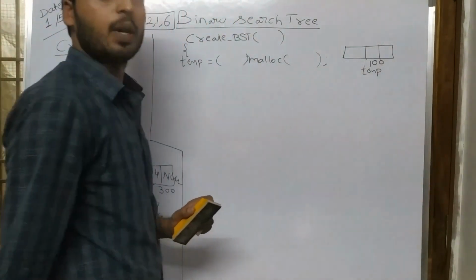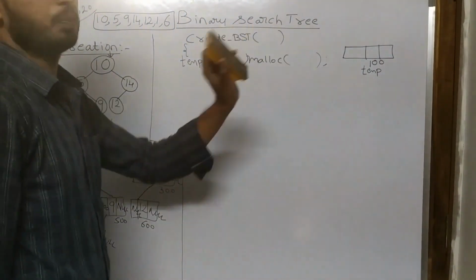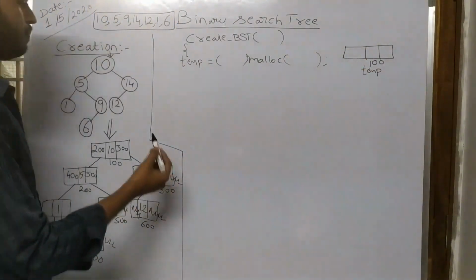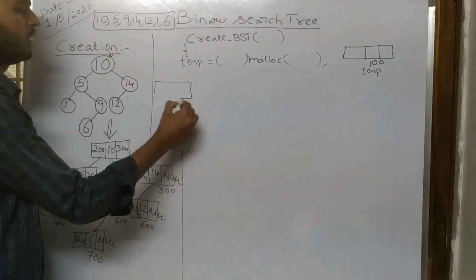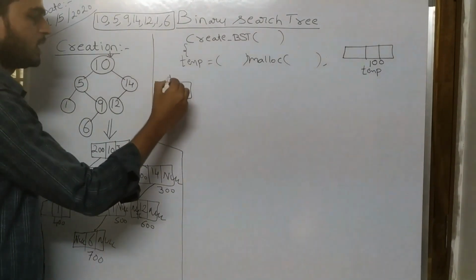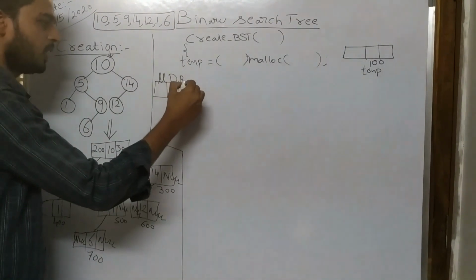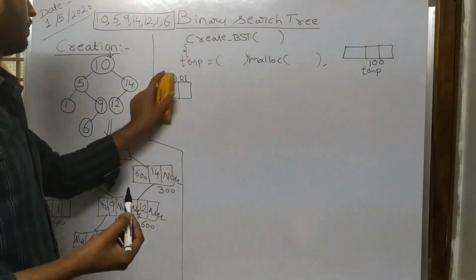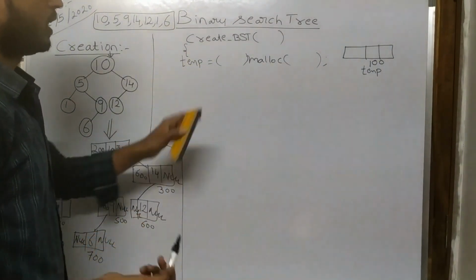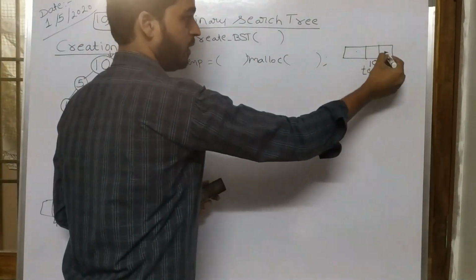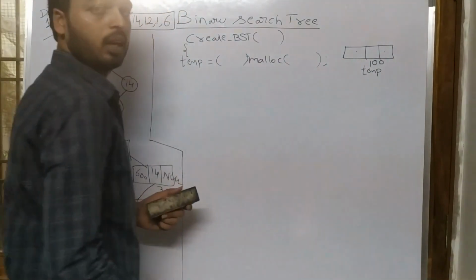Creation of a temporary node. So I have created one node, right? In this one, just remember, the middle one is the data field, the left side is LL, the left link field, and the right side is RL, the right link field. Just remember. Okay, so I have created this: left link field, right link field, and data.